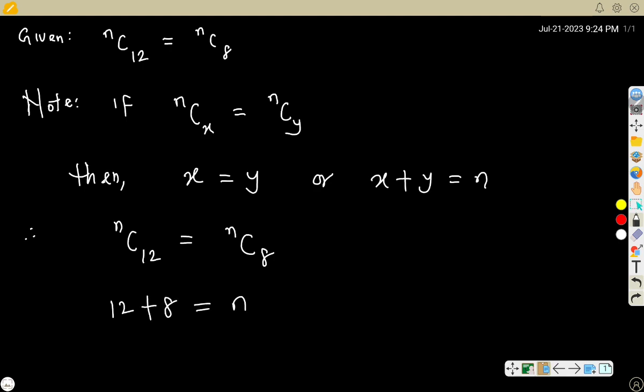12 plus 8 is equal to n. So that means n is equal to 20. So we have solved it. Instead of wasting time, use the technique.